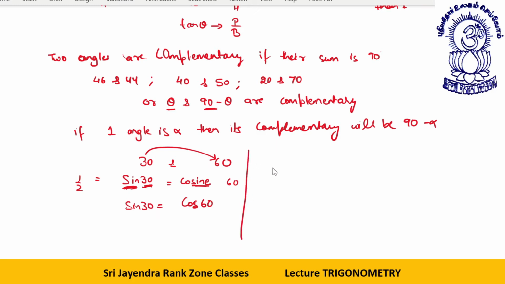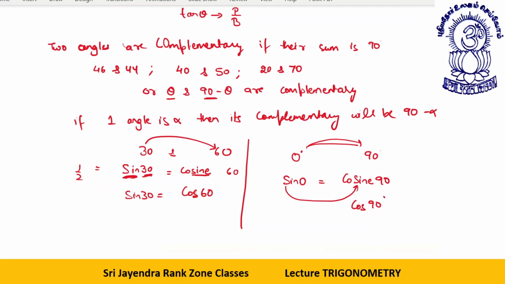Similarly, if I take any other value, suppose 0 degree. Okay. And I take 90 degree. Sine 0 will be equal to, this is complement, so I will complement this sine also. That is complementary of sine, that will be 90 degree, or I will say cos 90 degree.